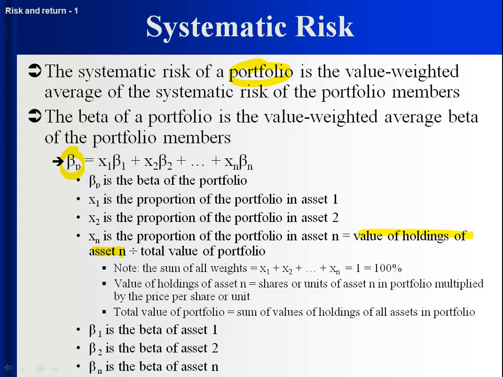So how many shares or how many units you have times the price per share or unit captures the value of the holding for that particular asset. Add that up for all the assets in the portfolio to get the total value of the portfolio, and you can get a weight, and you weight each beta in the portfolio. So this way the beta of the portfolio gets affected by the individual betas of the members, as well as how much of the portfolio is held in each of the different assets.